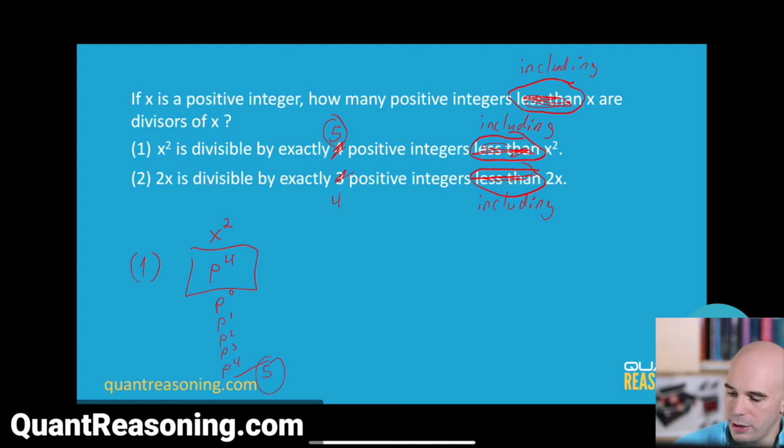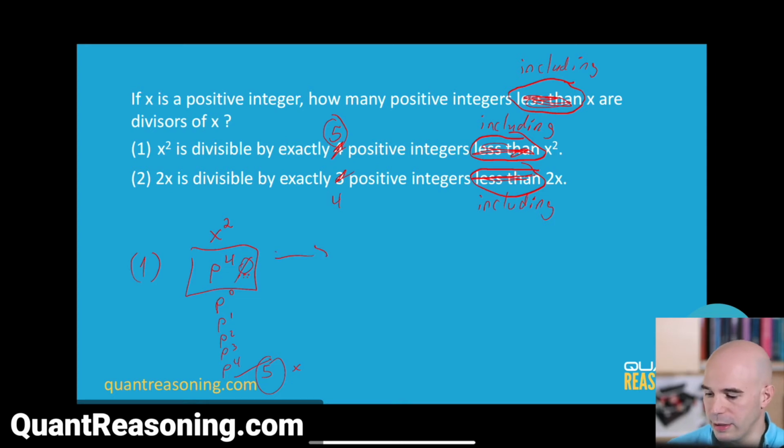And I know there aren't any other primes involved in this prime box, because if there were, then you'd have to multiply your 5 times something, and then it wouldn't be 5 anymore. So that dot dot dot is empty. There's nothing there. It's just p to the power of 4. We established that the prime box of x squared is p to the power of 4.